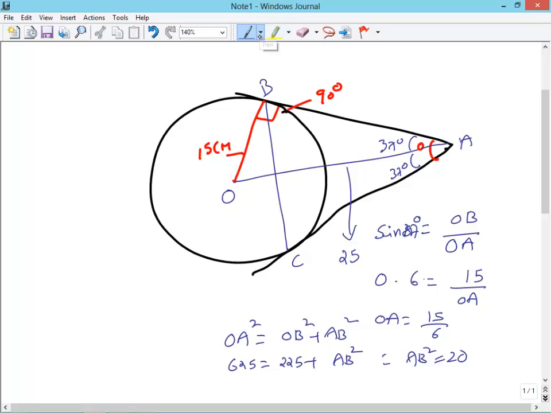Now how can you find the length of BC? It's very simple. Let's say this contact point is called D. What is BD?